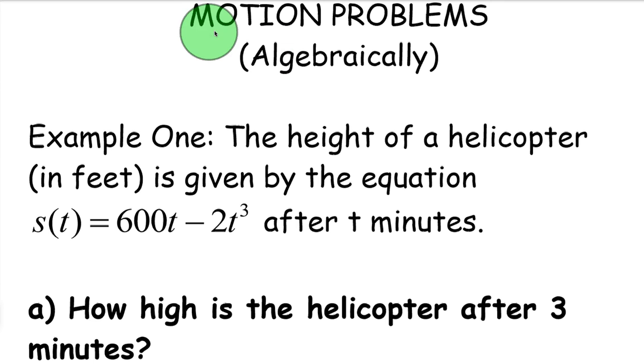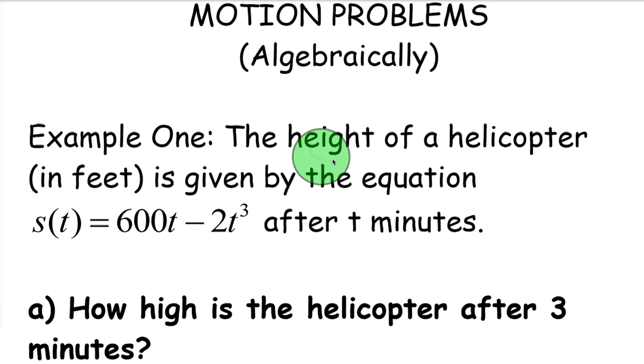We are going to begin looking at motion problems with calculus, and for right now we're going to look at equations algebraically. Let's go ahead and take a look at example 1. It says the height of a helicopter in feet is given by the following equation. S of t, which normally denotes position, don't know why we use S of t, but we do, is equal to 600t minus 2t cubed after t minutes.